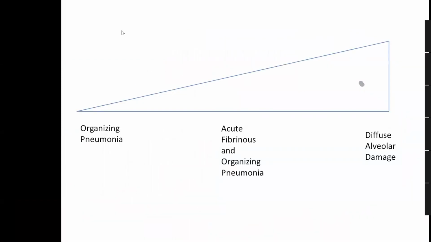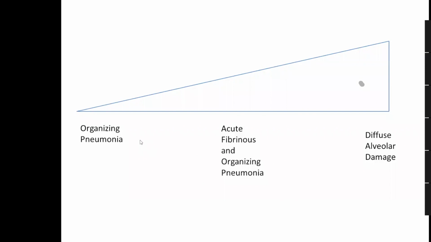And so this is really the spectrum of acute lung injury. The way I think of it is that the lung only has a few ways in which it can respond to injury. And all the different etiologies essentially fall somewhere on this spectrum, where you have organizing pneumonia at one end, and then you have diffuse alveolar damage at the other. And acute fibrinous and organizing pneumonia falls somewhere in the middle.